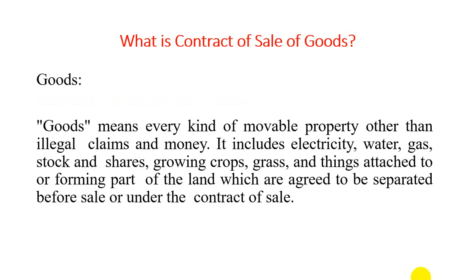Before we go on to discuss the essentials of contract of sale of goods, let's first talk about goods. Actually, goods means every kind of movable property other than actionable claims and money.